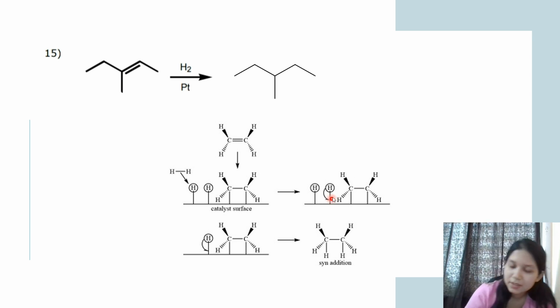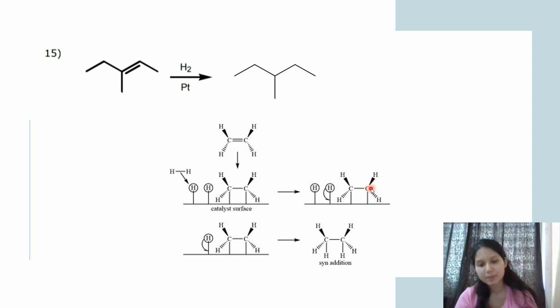First, one hydrogen and catalyst coordinating bond will break and the hydrogen gets added to the alkene on this side. Simultaneously, the other adsorbed hydrogen will also get added to the other side carbon atom. And you get syn addition of two hydrogen atoms to the alkene, giving a saturated hydrocarbon.